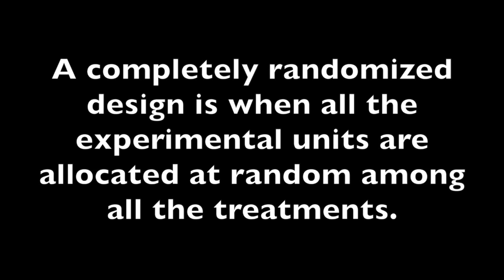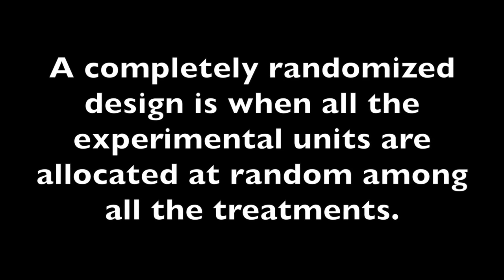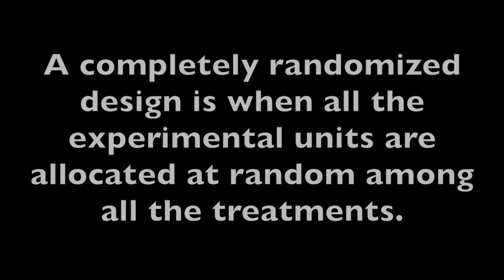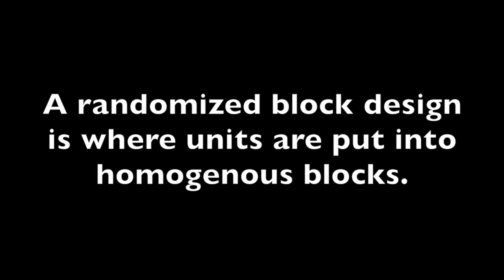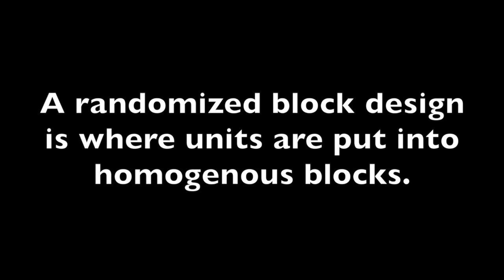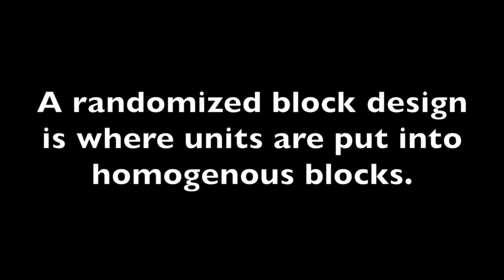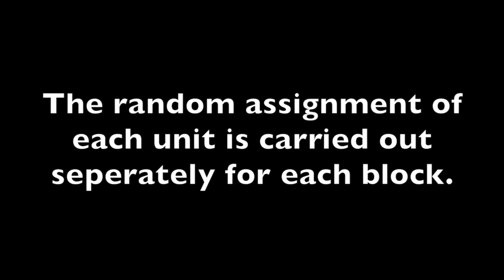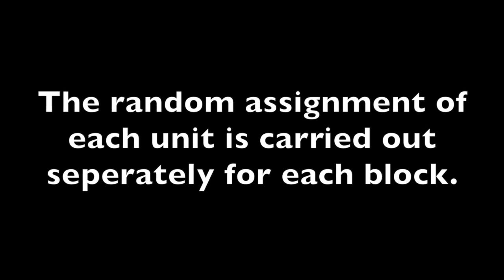A completely randomized design is where all the experimental units are allocated at random among all the treatments. A randomized block design is where experimental units are put into homogeneous blocks. The random assignment of the units to the treatments is carried out separately within each block.